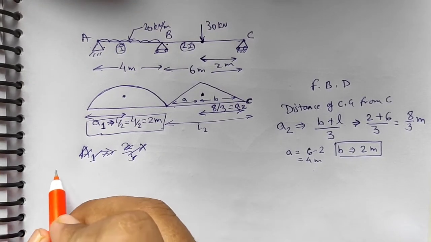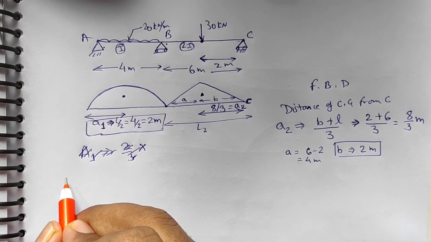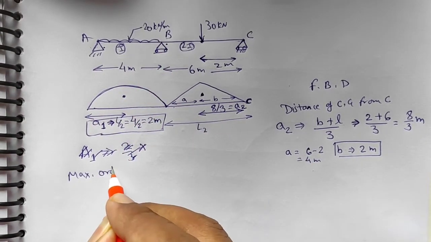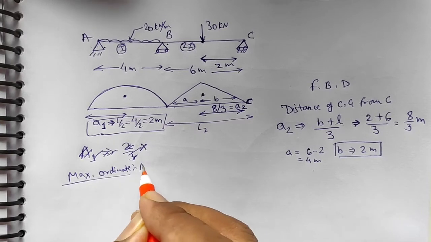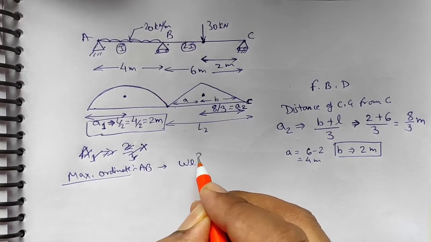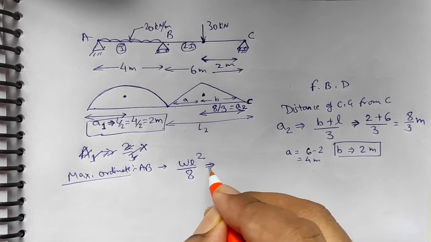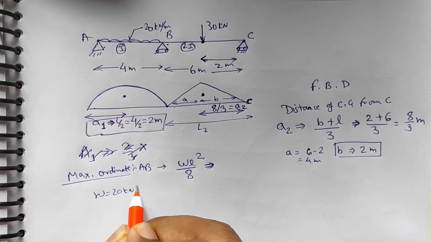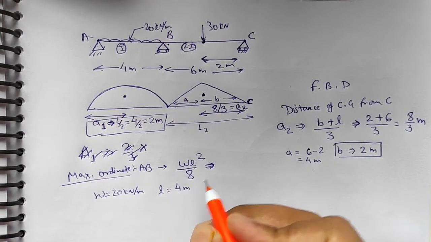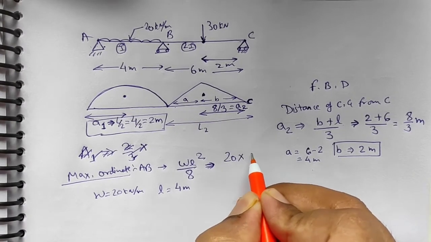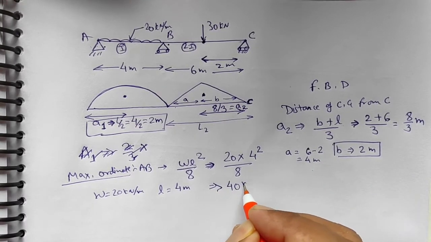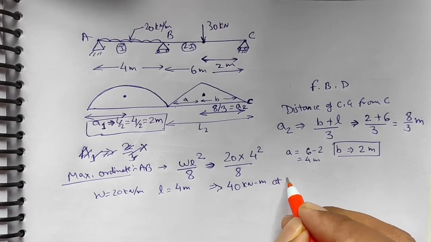As discussed in the previous numerical, our first step is to find the free moment diagram for the span AB. So I'll find the maximum ordinate value for the beam AB, which will be WL square by 8, as discussed in the previous video. Here W is 20 kilonewton per meter and L is 4 meter. I'll put these values in this equation, which gives a result of 40 kilonewton meter at midspan.